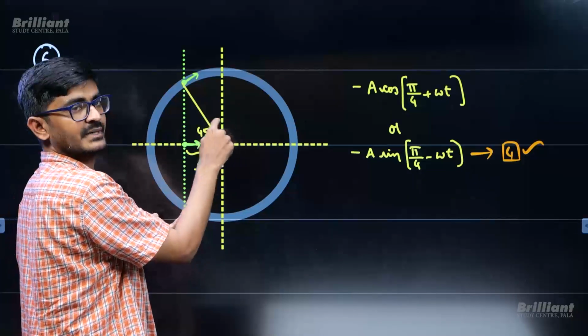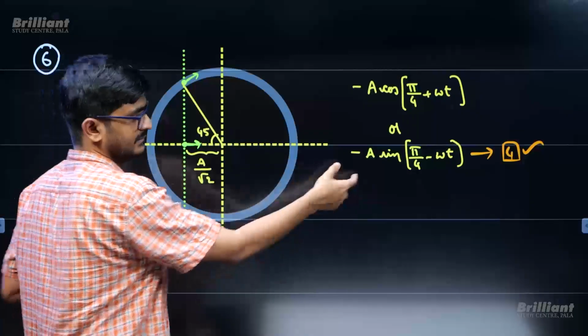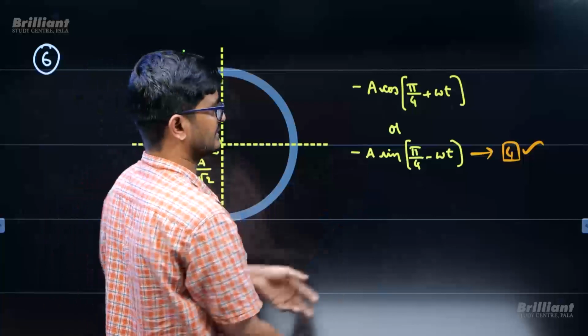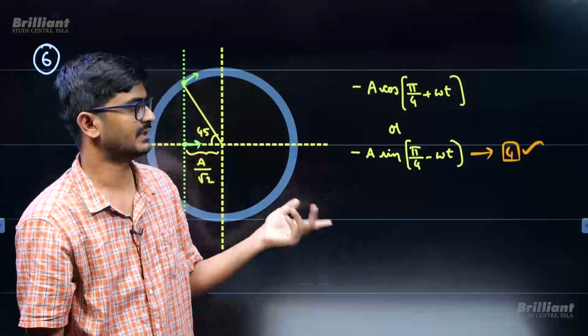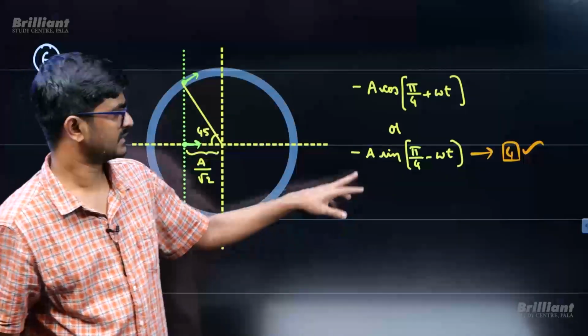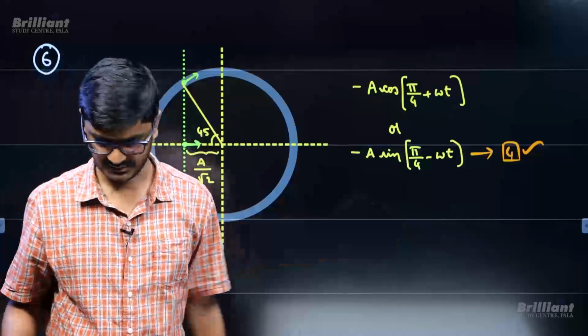If this angle is 45 minus omega t, then this component is going to become A sin(45 minus omega t), but again its coordinate is negative, so I will be putting minus. So either of these two will be the answer. This is given in the option, so you can mark it. Yes, it's the same thing. Minus, when you take it inside, it will become omega t minus pi by 4.